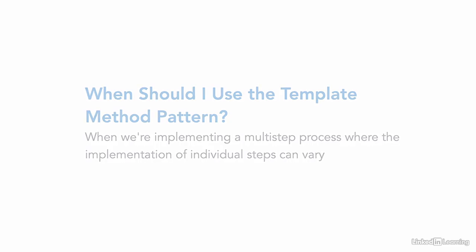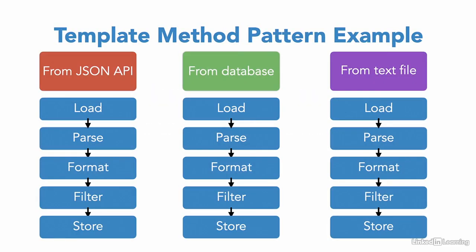An example of this would be if you were writing a program that's meant to load, format, and consolidate data from a variety of sources. So you might be loading data from a JSON API, a database, text files, maybe even scraping web pages or something like that. And each of these different situations is going to involve pretty much the same steps, right? We're going to load the raw data, we're going to parse that data, maybe we have to format that data, we then have to filter it, and finally, we store that in our own database, something like that.